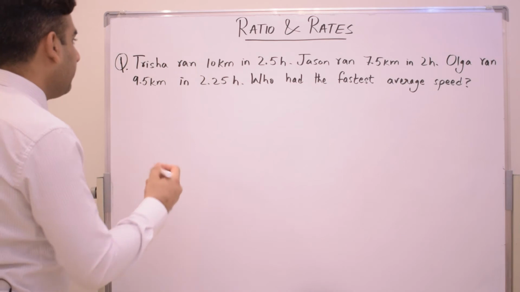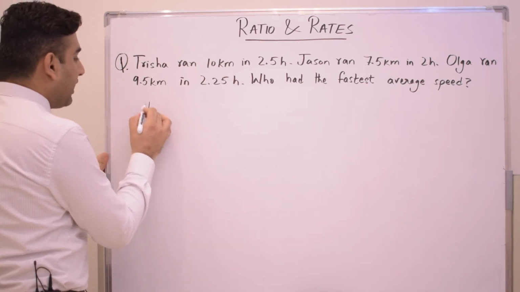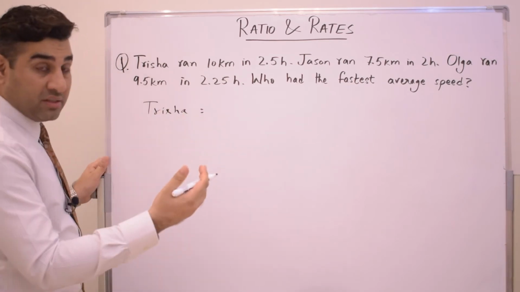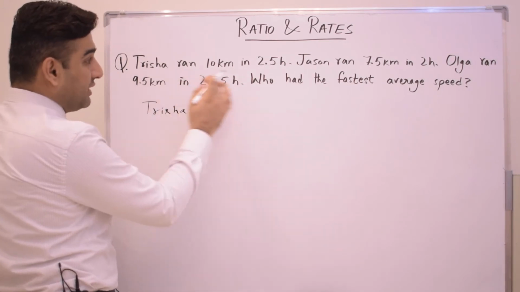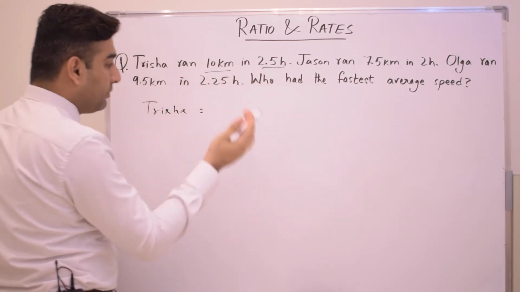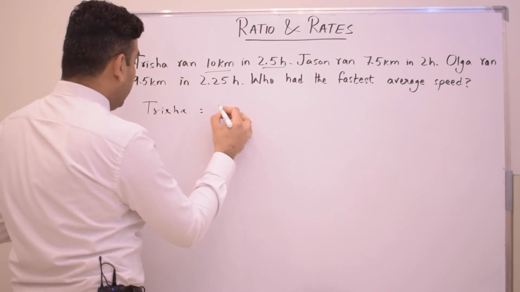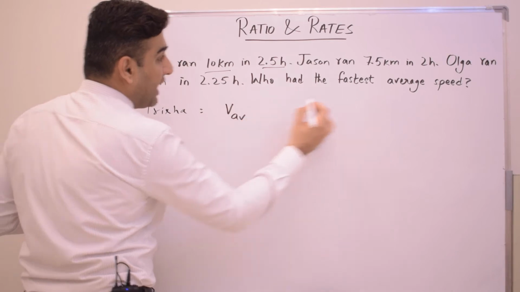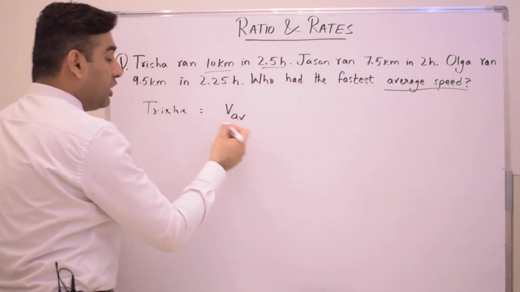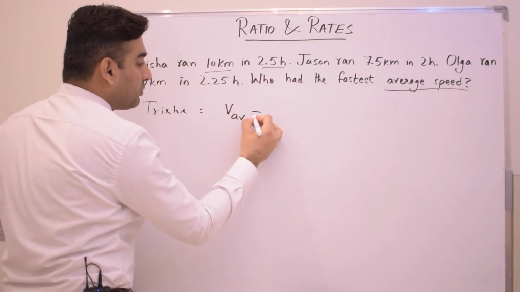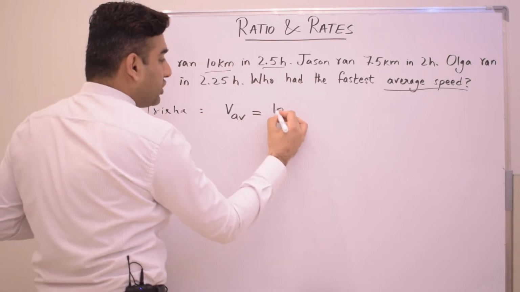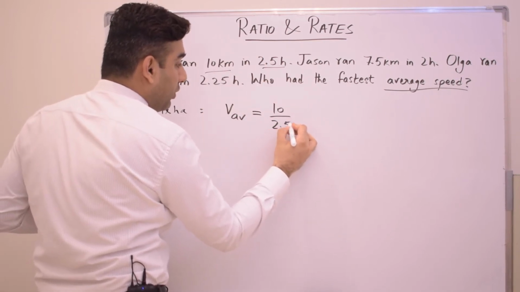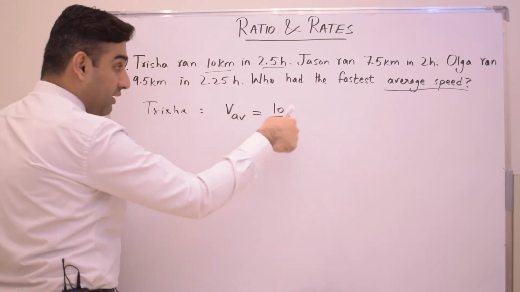I'll show you how. So guys, first of all, I will write Trisha's rate. Rate means I'm going to write the distance and time comparison. So Trisha's rate, or Trisha's average speed, as they are asking about average speed. That rate is actually called average speed. So what is the distance of Trisha? 10. And what is the time she is taking? 2.5. Okay, so this is the rate value.